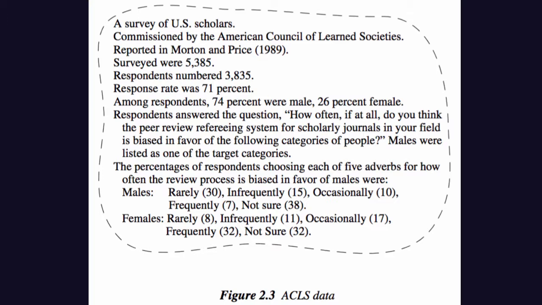And it's difficult to very quickly figure out. You can sort of match up the words rarely and see that males say 30 and females 8. So it's obvious that males are more likely to believe that bias occurs rarely. And then if we move on, infrequently, still males are more. Occasionally, now males are less. Frequently, now males are much less, and not sure, we have similar numbers.